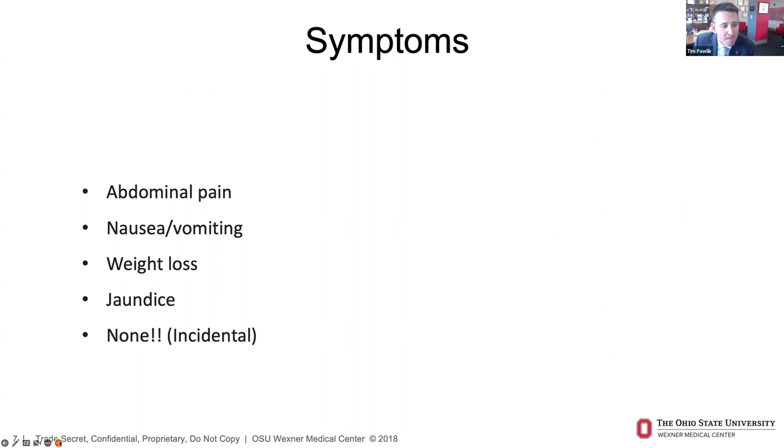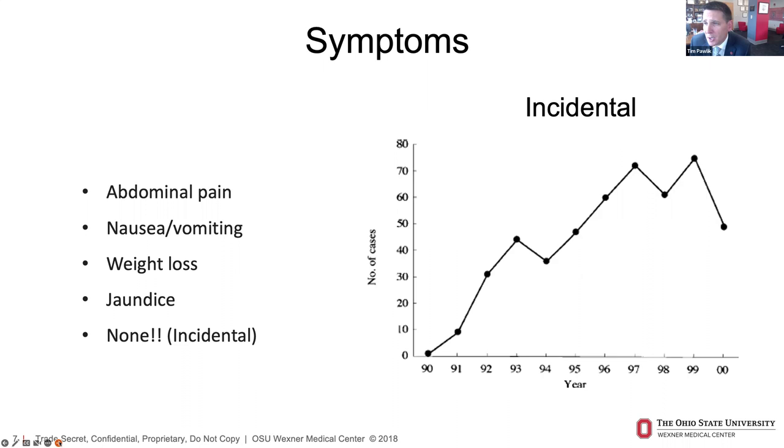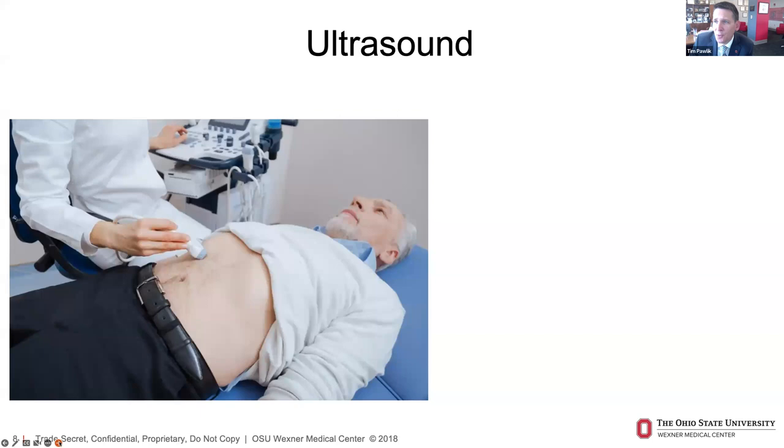Gallbladder cancer, at least in the United States and in many Western countries, is most commonly diagnosed as an incidental disease after a lap chole. When patients do present with symptoms, they can present with abdominal pain, nausea and vomiting, weight loss or jaundice. But usually that's in the setting of advanced disease, which is frequently inoperable. Ultrasound is the best way to screen for gallbladder disease, whether it be benign disease or malignant disease.